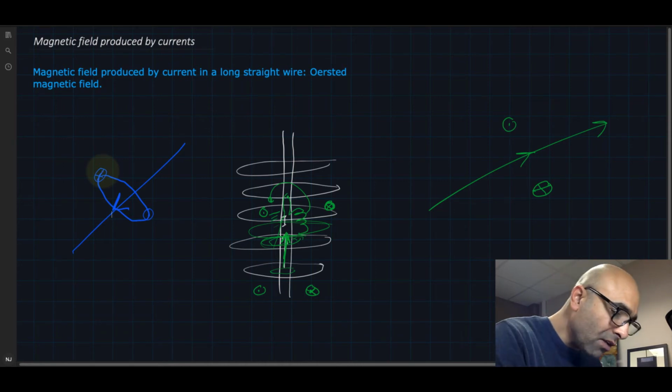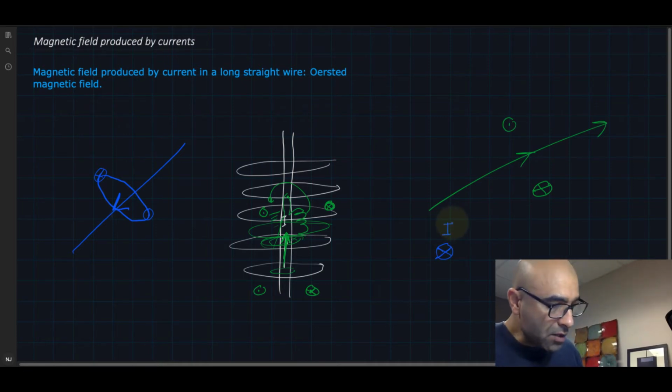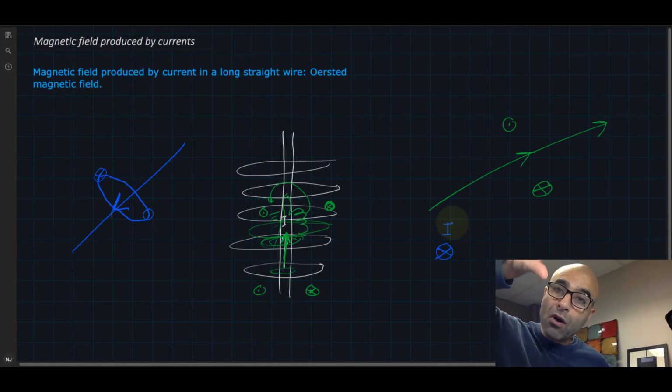How about this? What if there's a current that looks like this? So that's I. It seems that I is going into the screen. So you put your thumb on the screen, right?